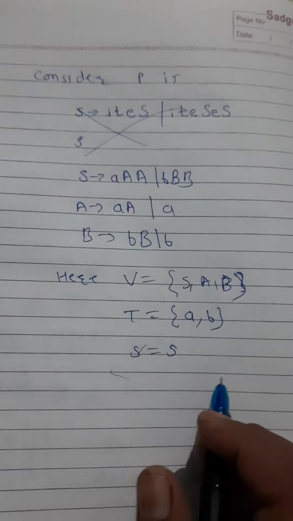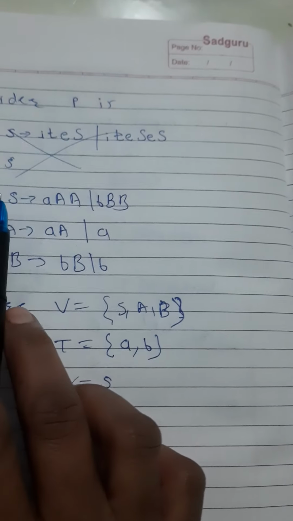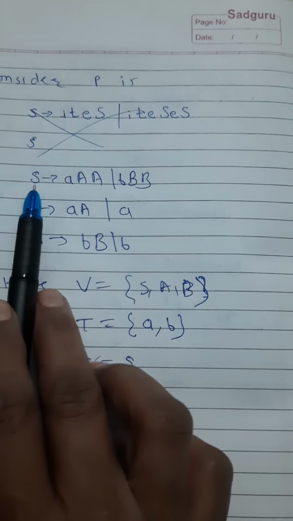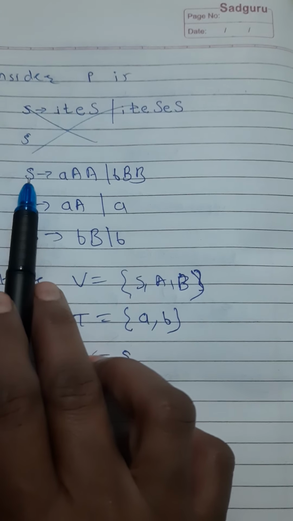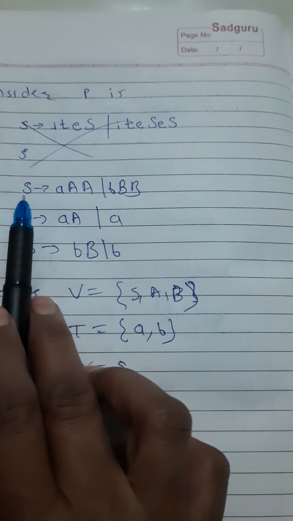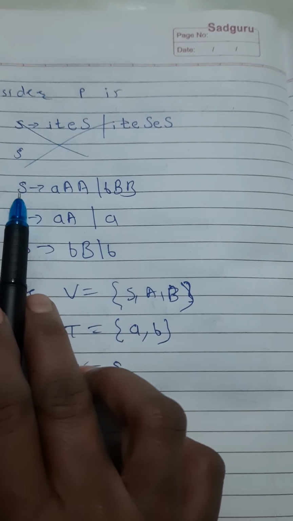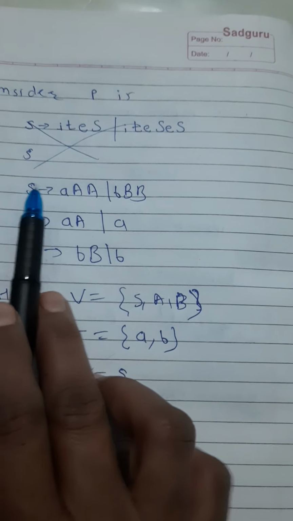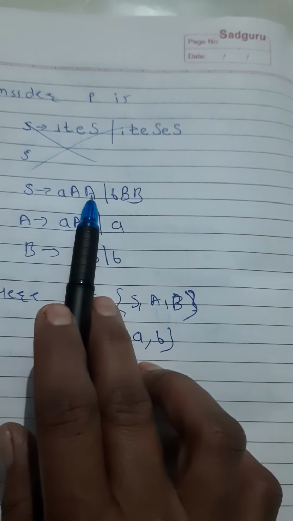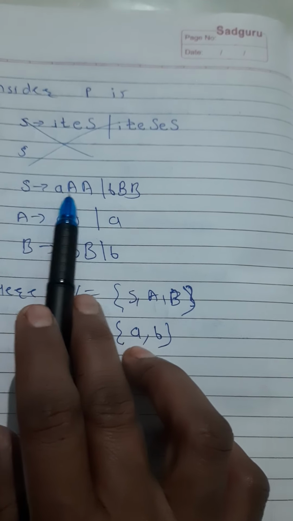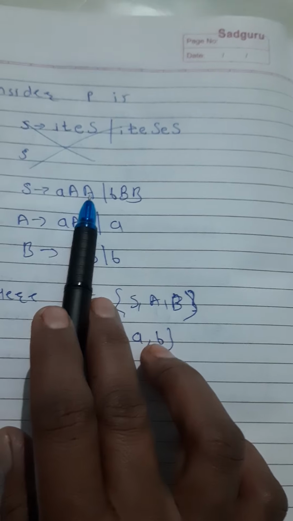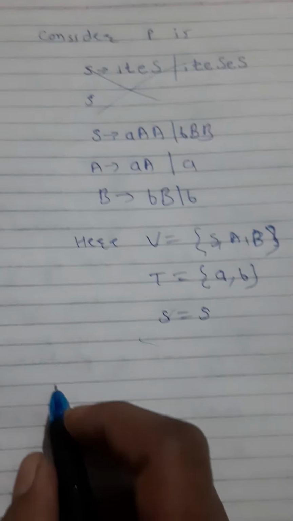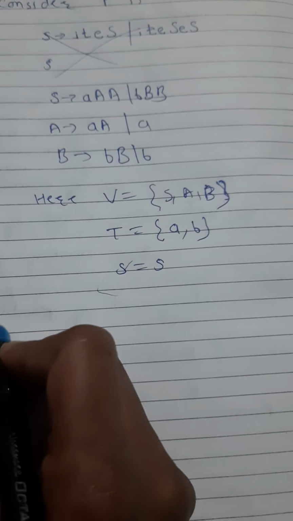Okay, now in a grammar, in a production rule, there are 2 sides, the LHS side and the RHS side. In a context free grammar or in a regular grammar, there is always a single symbol on the LHS, which is always a non-terminal symbol. And in the RHS there may be any number of symbols, any sequence of terminal and non-terminal symbols. So this is an example of a grammar. Now let's see the definition of regular grammar.